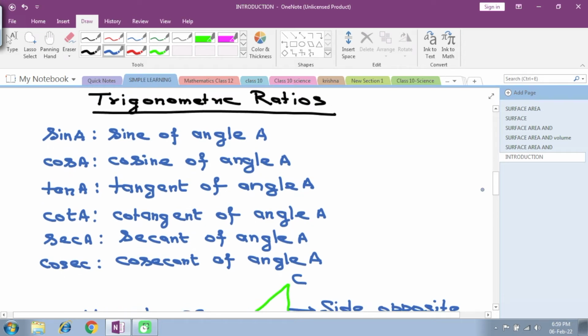Now you must have heard people speaking about sine theta, cos theta, tan theta, etc. What is this sine, cos, tan and all that? These are trigonometric ratios of a particular angle, which is represented by theta. Here I have written sine A. Sine A means sine of angle A. Cos A means cosine of angle A. Tan A means tangent of angle A. Cot A means cotangent of angle A. Sec A means secant of angle A. And cosec A means cosecant of angle A.